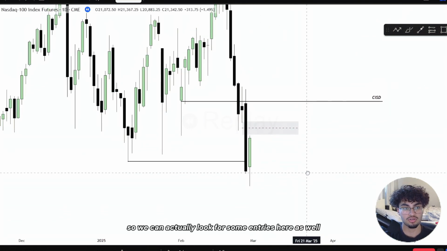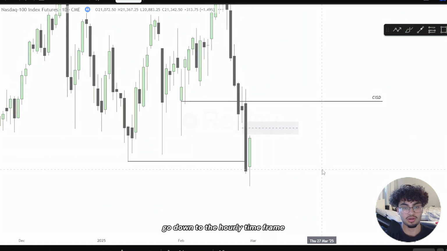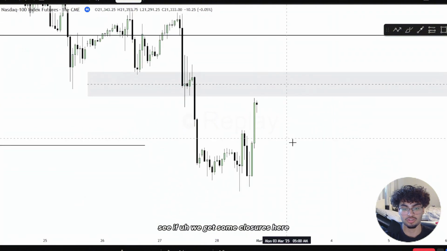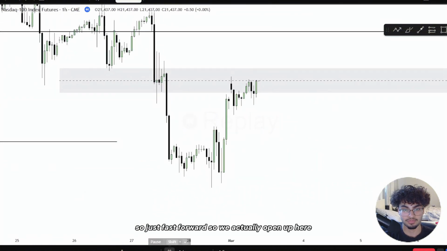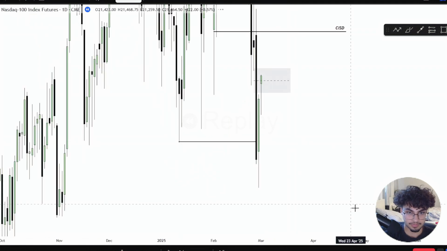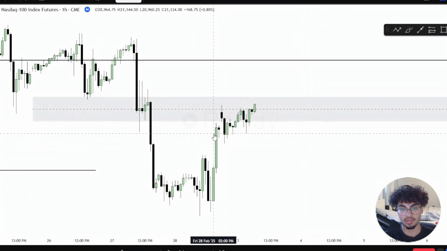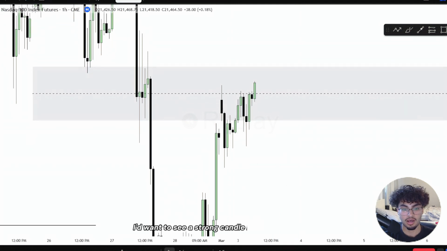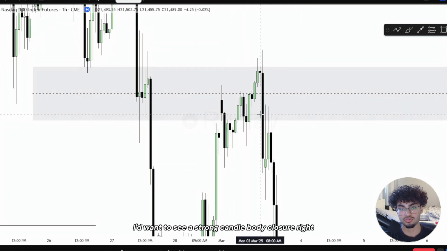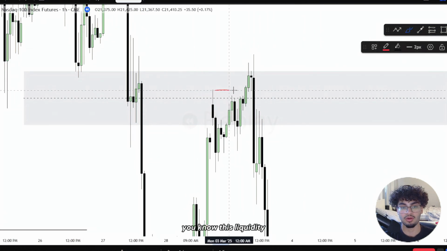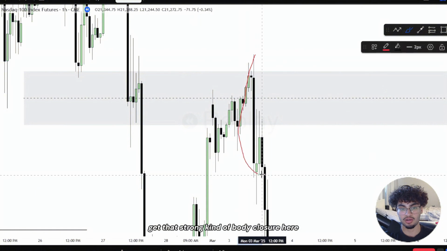So we can actually look for some entries here as well. Go down to the hourly time frame, see if we get some closures here. So let's just fast forward. So we actually open up here. A little spoiler, but we open up inside of this daily fair value gap. I'd want to see a strong candle body closure, right? This is your strong candle body closure. You sweep out this liquidity. Get that strong candle body closure here.